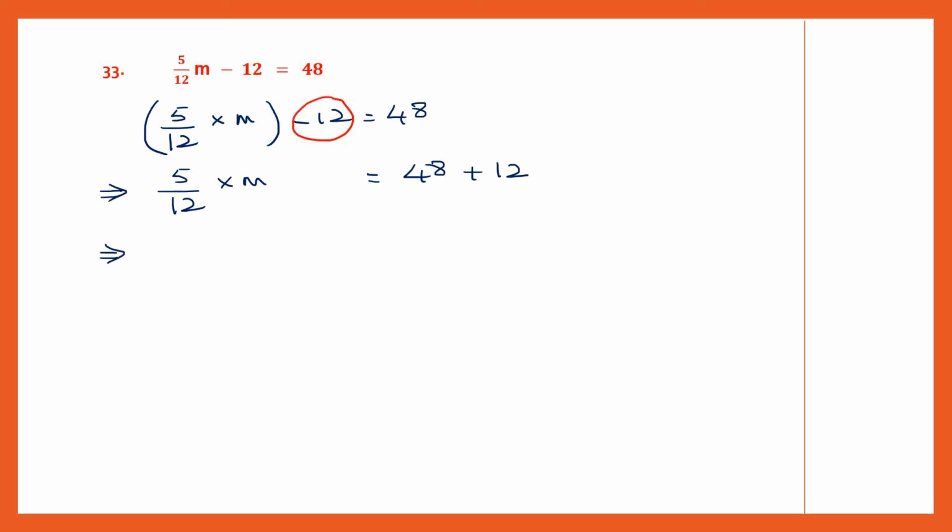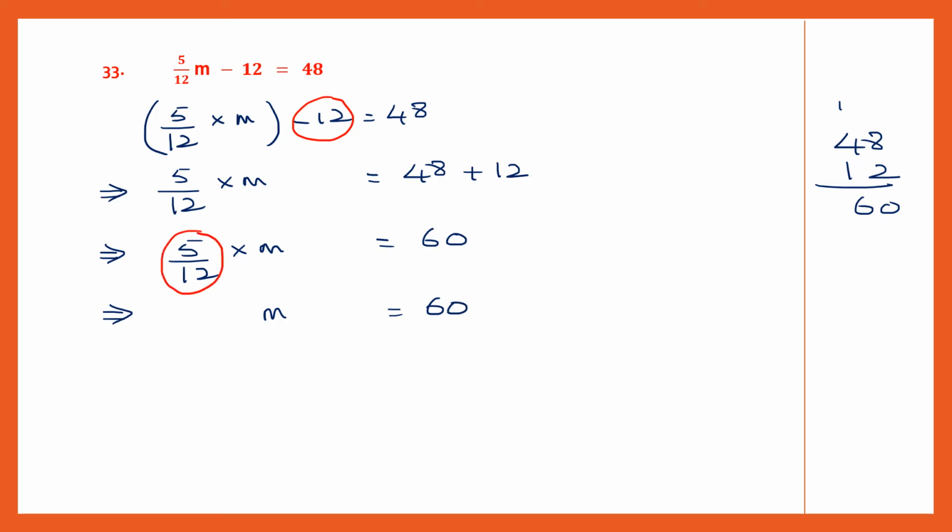Before that, 5 by 12 into m is equal to, how much is 48 plus 12? 8 plus 2 is 10, carry 1. 4 plus 1 is 5, plus 1, 60. 5 by 12 into m is 60. So to solve for m, we write 60. Now here 5 by 12 is multiplication. So when it goes to the right hand side, it becomes division, divided by 5 by 12. So if we have to find the value of m, we have to work out this division, which we'll do here. 60 divided by 5 by 12.